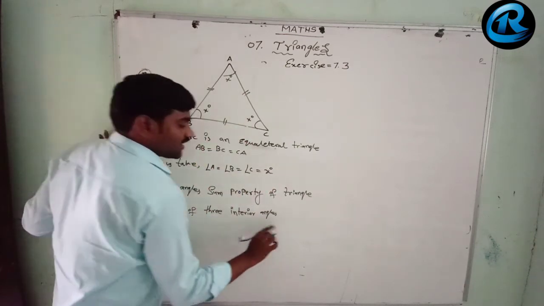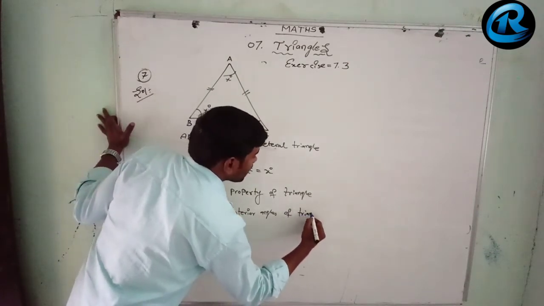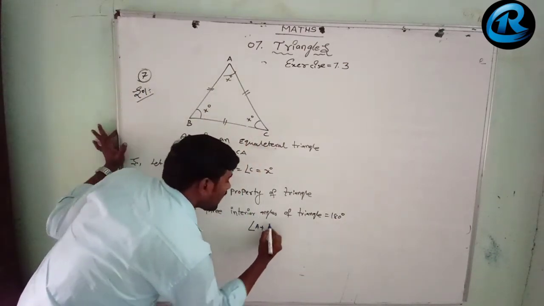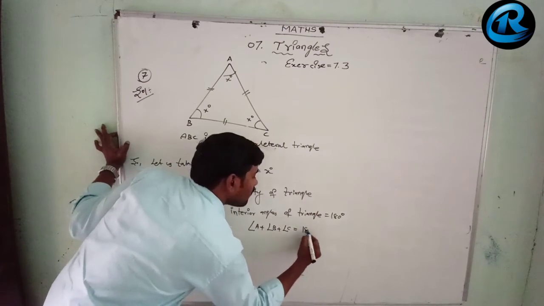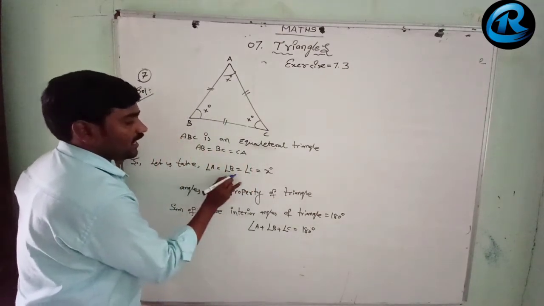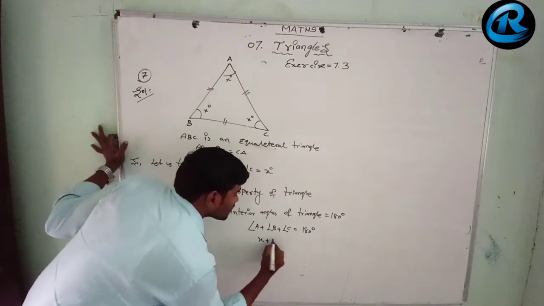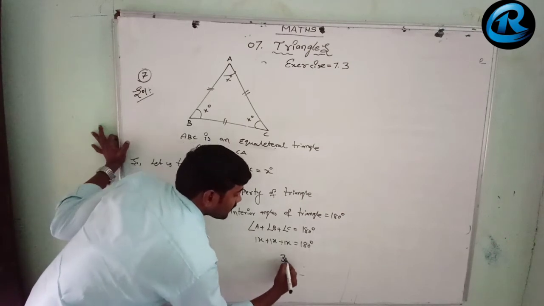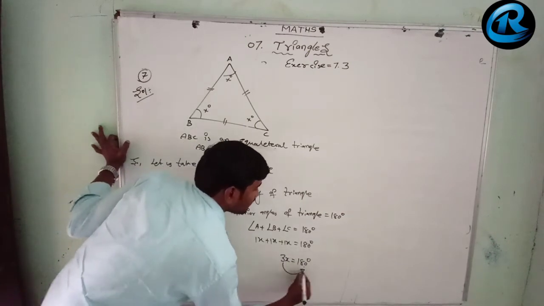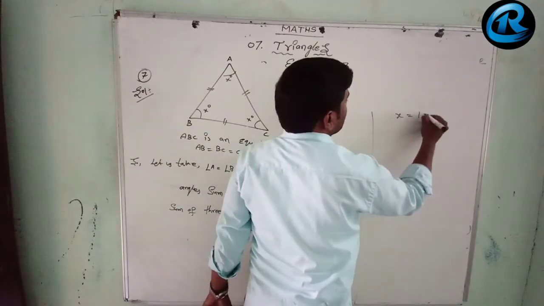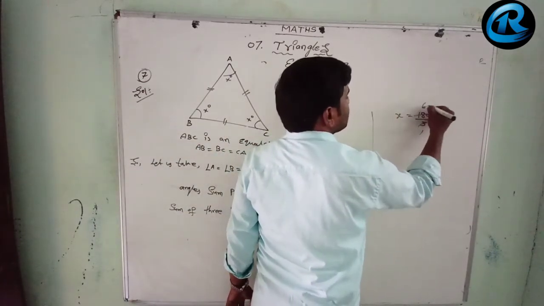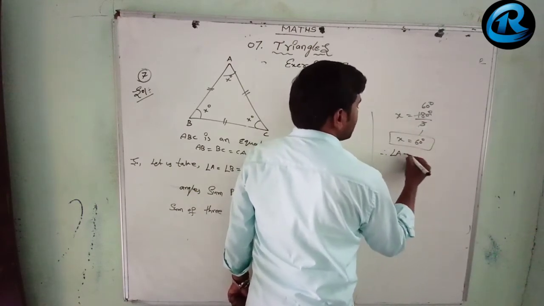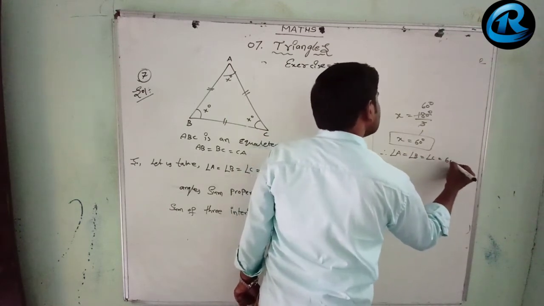So the sum of the three interior angles of a triangle will give us 180 degrees. Let us add: angle A plus angle B plus angle C equals 180 degrees. Angle A, angle B and angle C are equal to x degrees only. So x plus x plus x, that is 3x, is equal to 180 degrees. This 3 will transfer to this side, so that we get x equal to 180 degrees by 3. 3 sixes are 18, so it is 60. So x equals 60 degrees. As we get here, angle A equals angle B equals angle C equals 60 degrees.